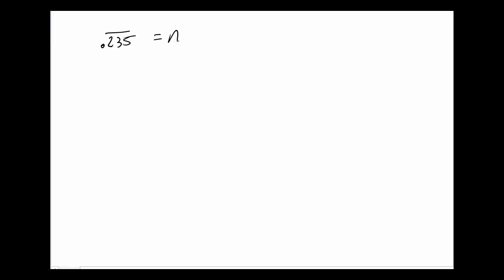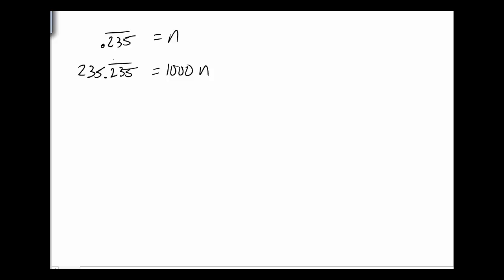In other words, there's 3 digits in the repetend, so if I multiply by 1,000, then I would have 3 digits out over the decimal line, but then the other part would be just the repeating part. So it would look like 235.235 with the line on top.